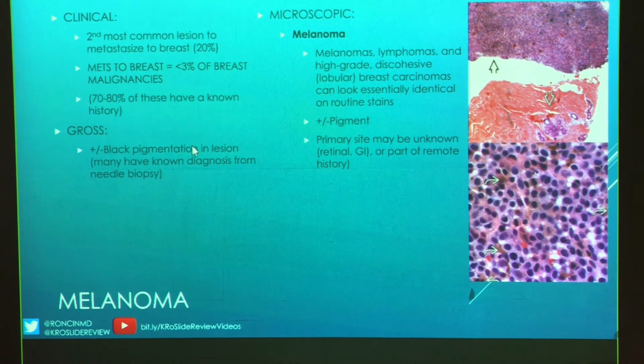Grossly, you could see black pigmentation in the lesion. And again, they're almost always going to know from previous biopsies, previous excisions, that this patient has malignant melanoma. So as we can see, this would be really hard to say: is this lymphoma? Is this melanoma? Is it a poorly differentiated carcinoma, or maybe even a lobular carcinoma? The pigment helps you, but you can't always rely on pigment. It's not always there. It's maybe not even always prominent enough to really appreciate on H&E.